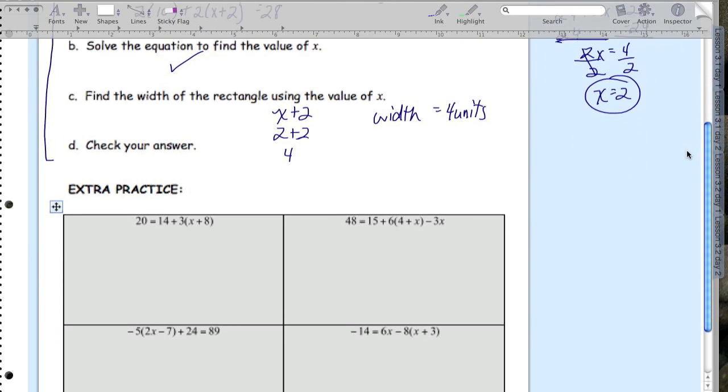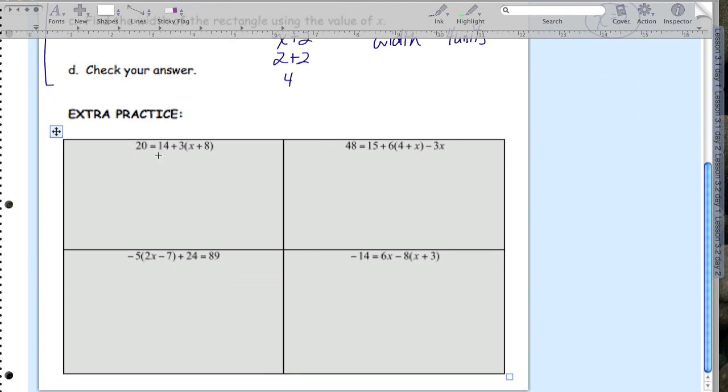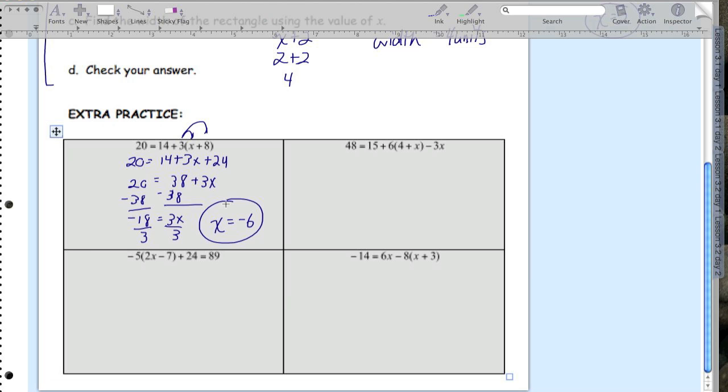All right, let's look at these last 4. I'll step through them real fast and talk through them, but you might want to just try them on your own and see if you get the right answer in the end. So I'm going to distribute the 3x. I'll get 14 plus 3x plus 24. Combine like terms, 14 and 24 is 38 plus 3x. Now I'm ready to bring down my 20 so that I can start actually solving it. So I subtract 38 on both sides. When I subtract 38, I get negative 18 is equal to 3x. Divide by 3, x equals negative 6.